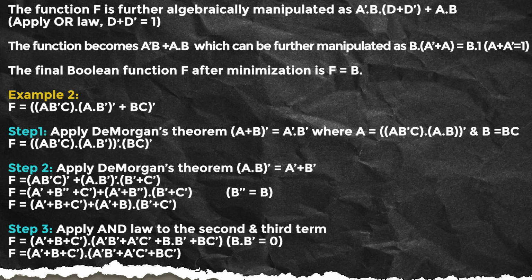Here also we can combine the common terms. So, it will become a bar dot b dot d plus d bar. Again we know that through the OR law d plus d bar is equal to 1. The function finally becomes a bar b plus a dot b. For further reduction, take b as the common variable among the two min terms and you get b dot a bar plus a, and we know that from the OR law a plus a bar is equal to 1. The final Boolean function f after minimization is f is equal to b.